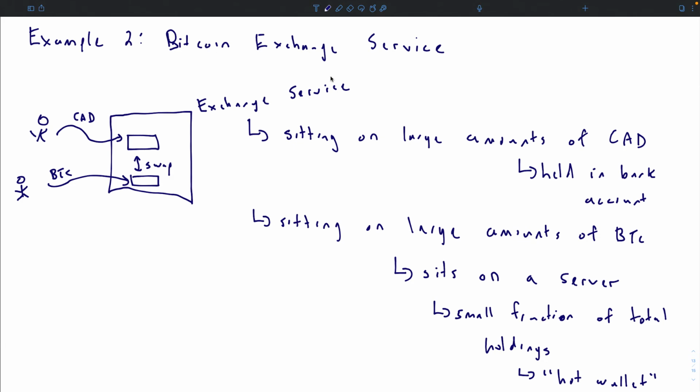Okay, so here's another one. This one happened close to us in Ottawa. Someone set up an exchange service for Bitcoin. Bitcoin's a cryptocurrency. I do a lot of research on that. You don't have to know a lot about how Bitcoin works to understand it.